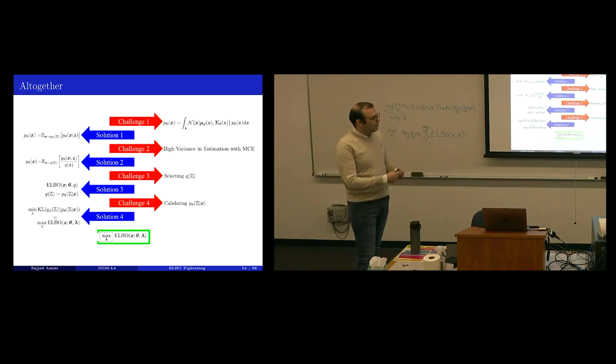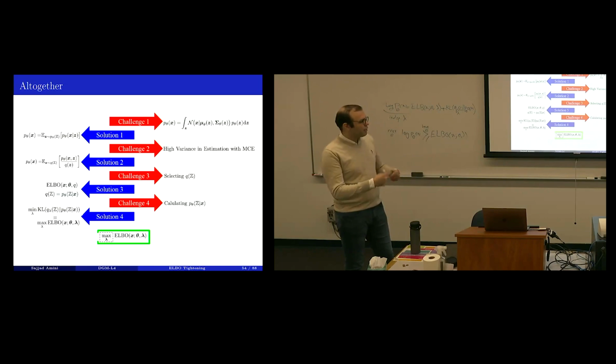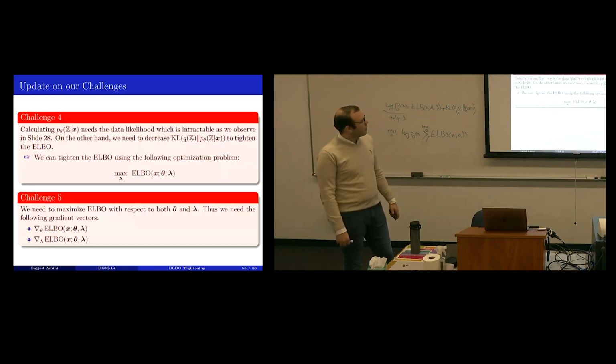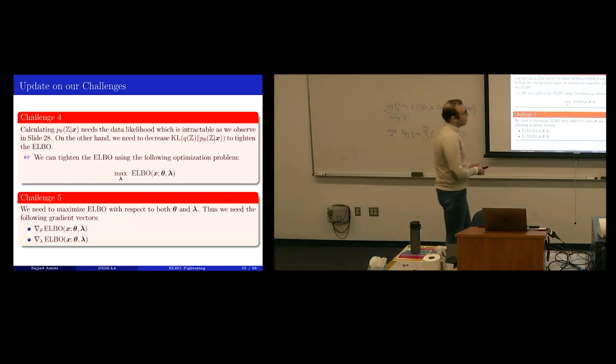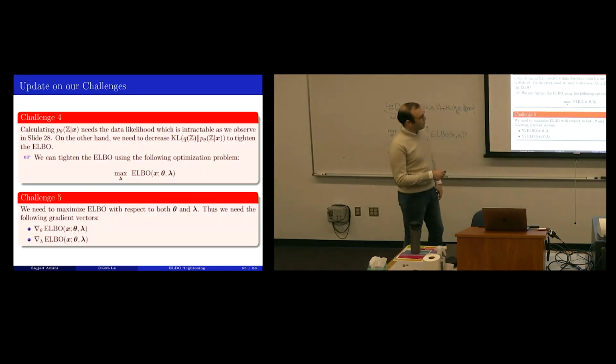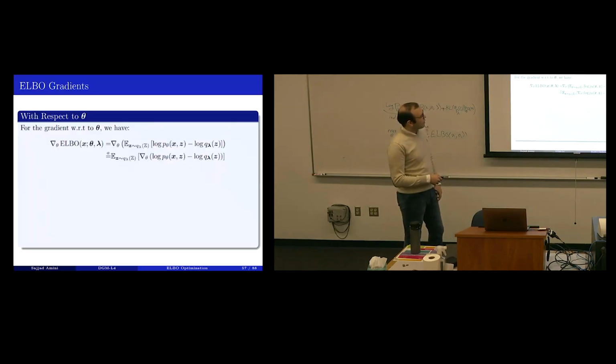But in alternating maximization, you will solve the learning or training problem. We also talk about how we want to maximize the ELBO with respect to lambda for tightening, and with respect to theta for learning. So we need a gradient of the ELBO with respect to both theta and lambda, and this is our new challenge. We want to calculate them.